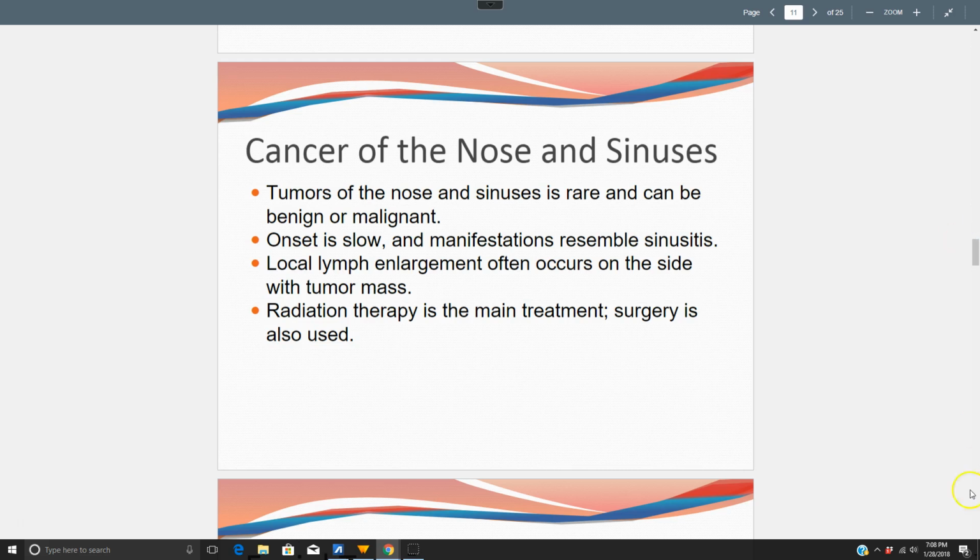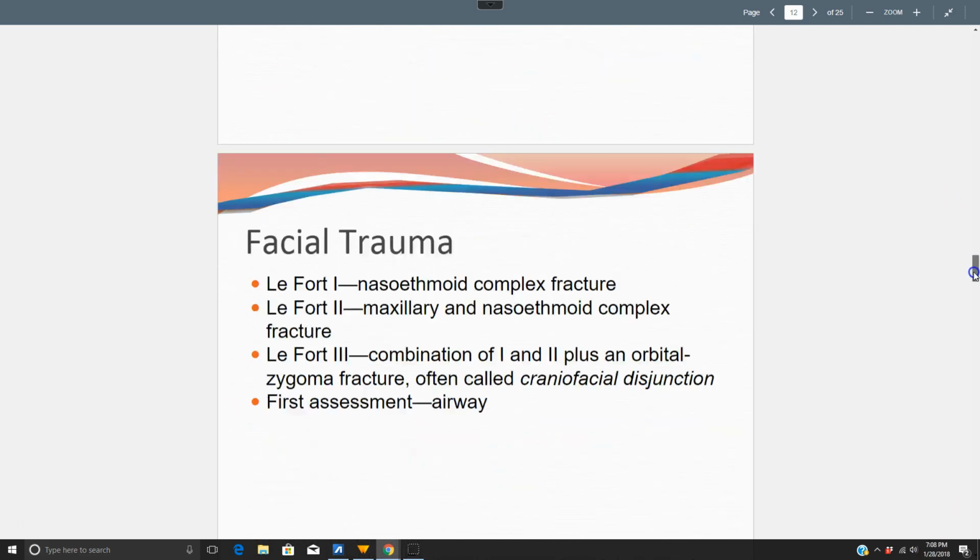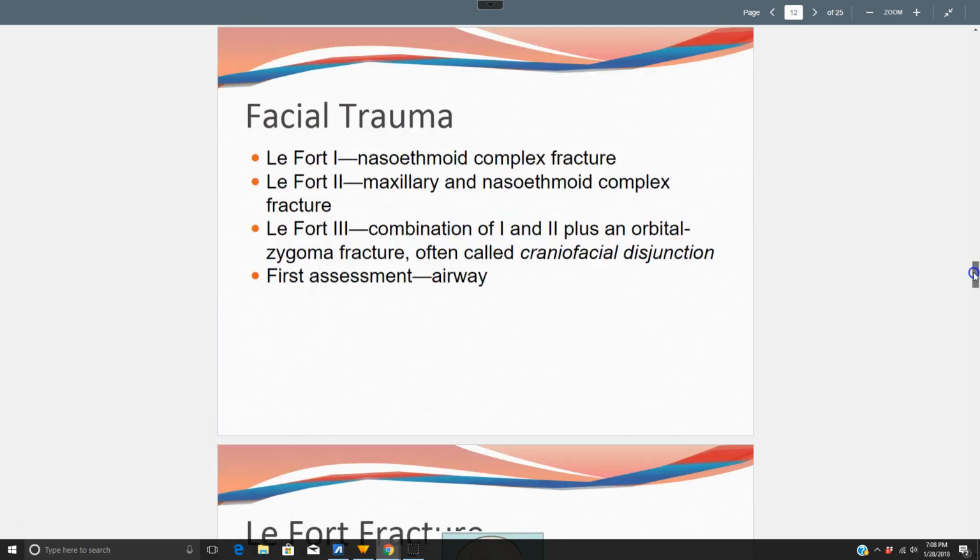All right, the next thing we're going to talk about is facial trauma. All right, facial trauma is usually described by a specific bone: maxillary, orbital, mandibular. That's probably one of the most common types of facial trauma that we see, the lower jaw or the mandibular types of trauma.